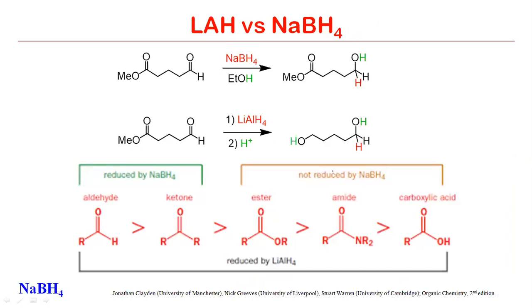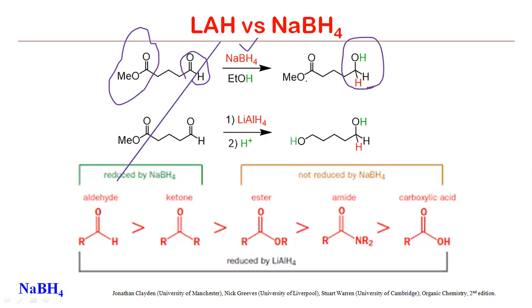Here is an example just for your practice. Here we have an aldehyde, and we have an ester. So we have two functionalities in this molecule, and once we treat it with sodium borohydride, we get a product having the reduced carbonyl only. The ester is not getting affected once we use sodium borohydride.